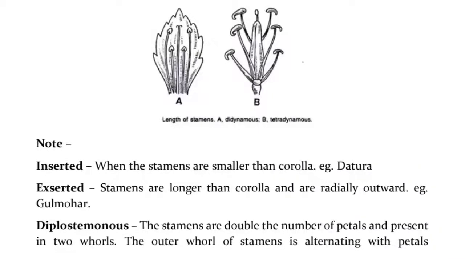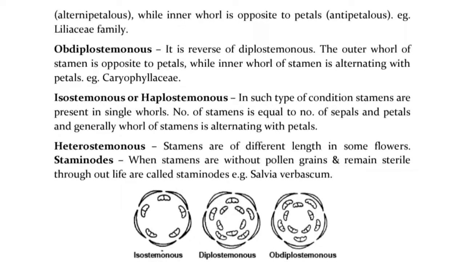Diplostemonous: the stamens are double the number of petals and present in 2 whorls. The outer whorl of stamens is alternating with petals, alternipetalous, while the inner whorl is opposite to petals, antipetalous, e.g. Liliaceae family. Obdiplostemonous: it is the reverse of diplostemonous. The outer whorl of stamens is opposite to petals, while the inner whorl of stamens is alternating with petals, e.g. Caryophyllaceae.